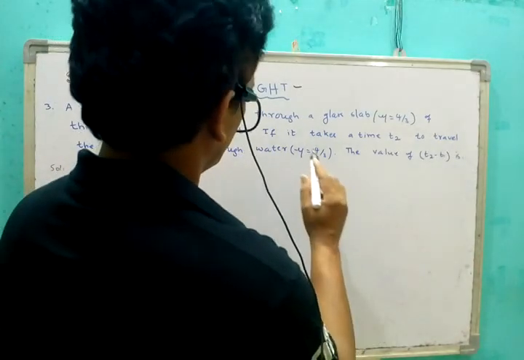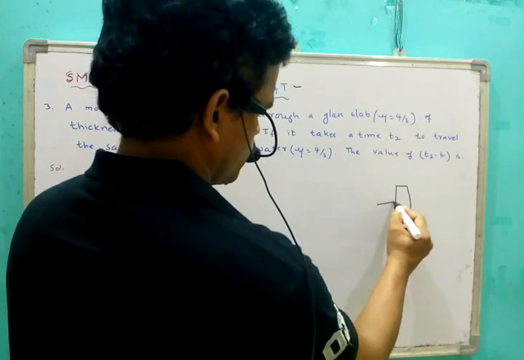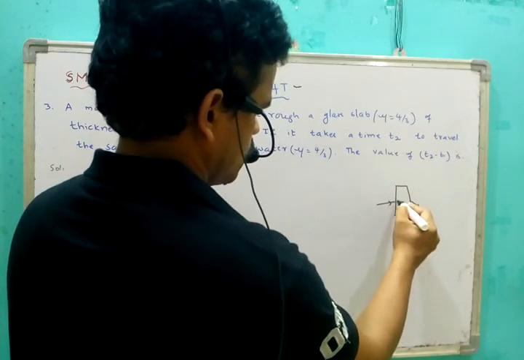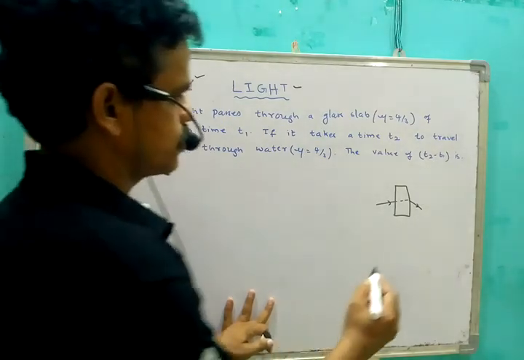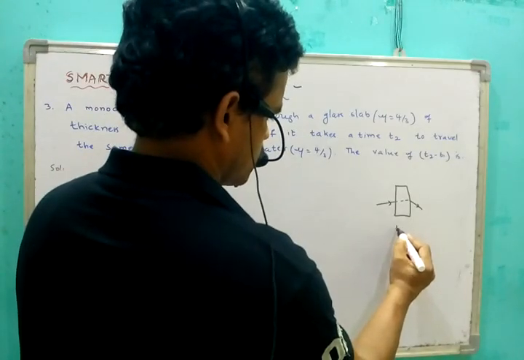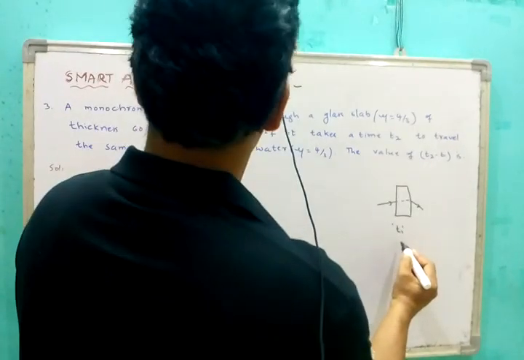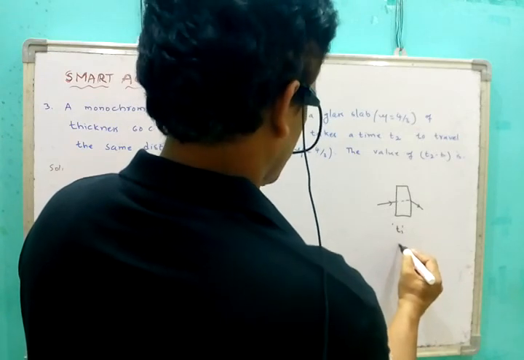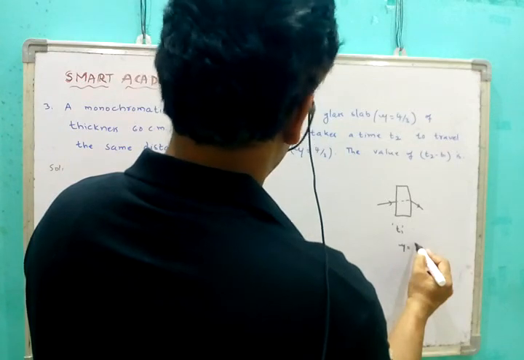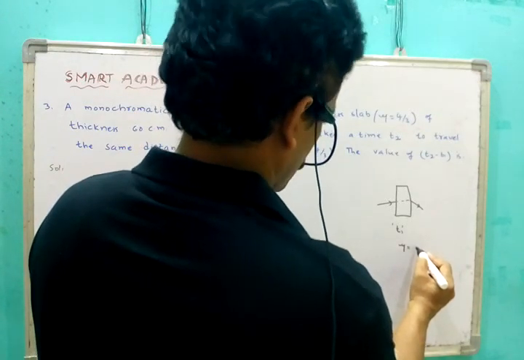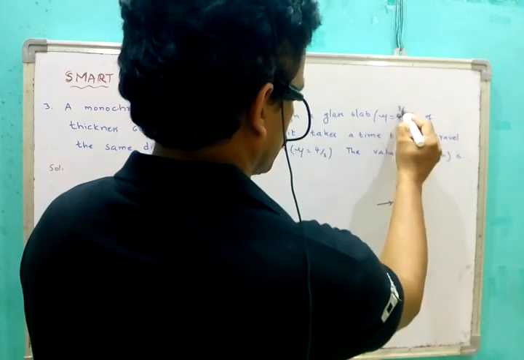A monochromatic light passes through a glass slab. This is one glass slab. The time taken to travel in this glass slab is T1. The refractive index of the glass slab is mu equal to 1.5, so take it as 3 by 2.